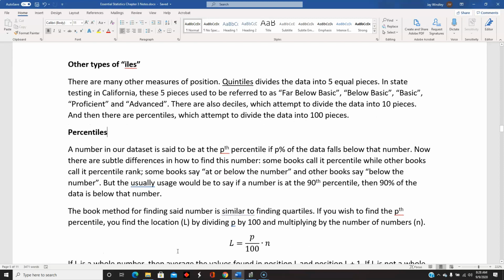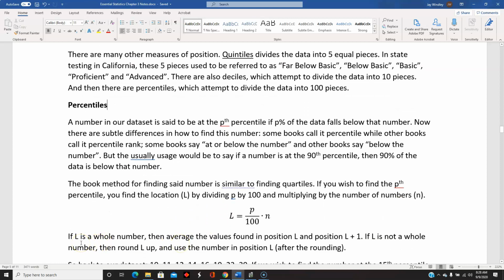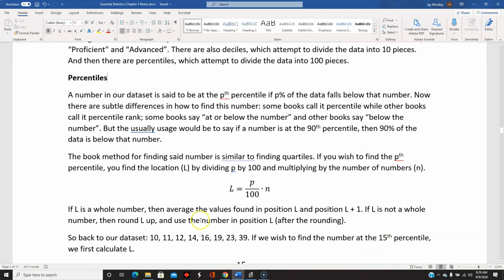So here's how the book calculates this. If you want to find the pth percentile, you do p divided by 100 and then multiply by the number of numbers in the data set. And that will give you L, the location of the pth percentile. Now, similar to what we saw with quartiles, if L is a whole number, then we're going to average the values found in position L and position L plus 1. But if L is not a whole number, then we're going to round up and use the number in this new position L after the rounding.